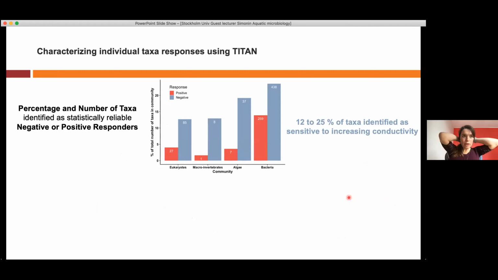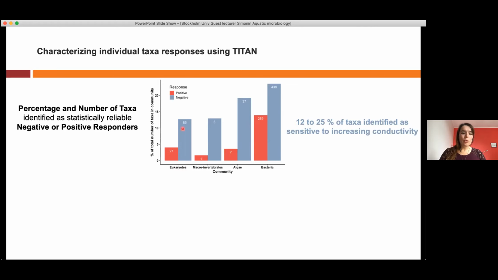So now we use the TITAN approach to characterize the individual taxa responses to the conductivity gradient. And you see here the percentage and number of taxa that were found to be either negative or positive responders to mining. And what you see here is that 12 to 25% of the taxa for the different groups were identified as sensitive to an increase in water conductivity.